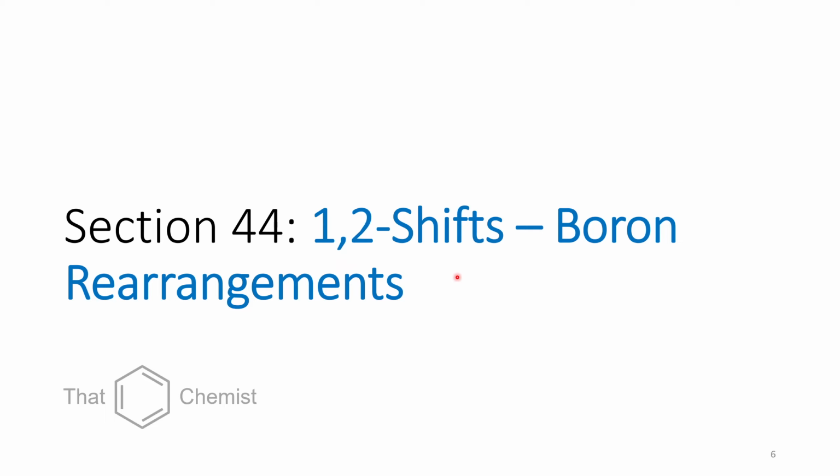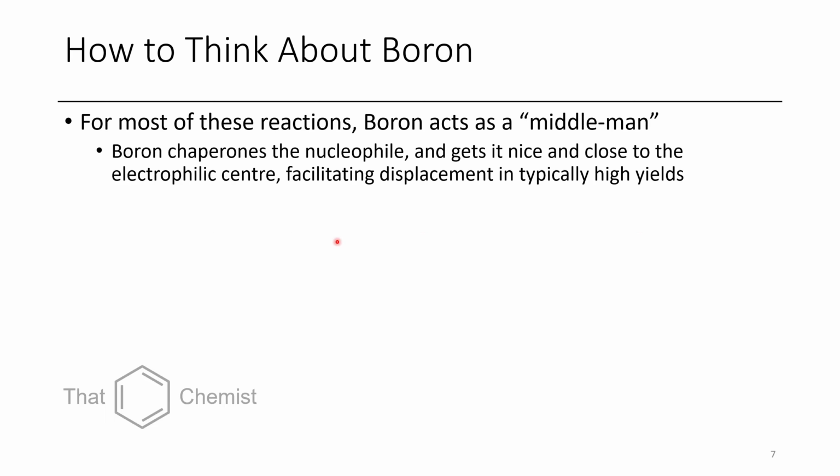Now let's get into today's material, 1,2 shifts of boron-containing compounds. The way I like to think about boron is that it's basically a middleman. It's a chaperone, and it helps get things nice and close so that chemistry can take place. If you have a nucleophile, it will often just attack the boron, and if there's an alpha or beta electrophile, it's in close proximity and it can more easily do displacement from the boron.